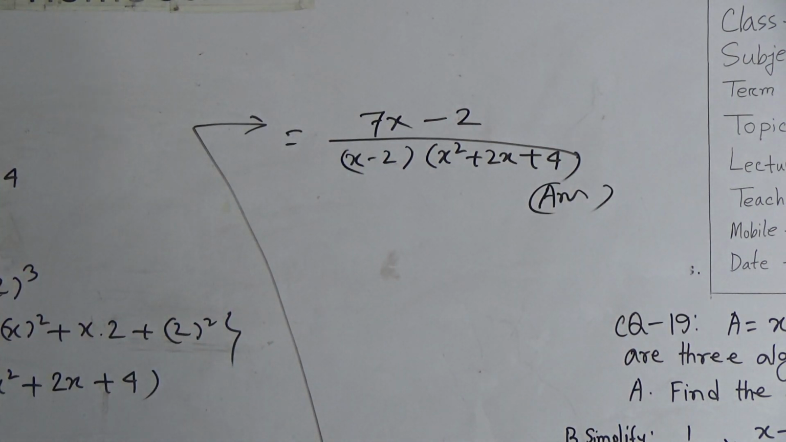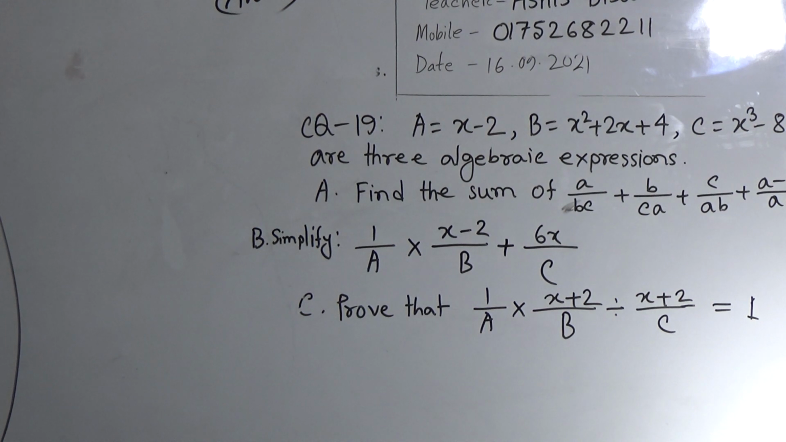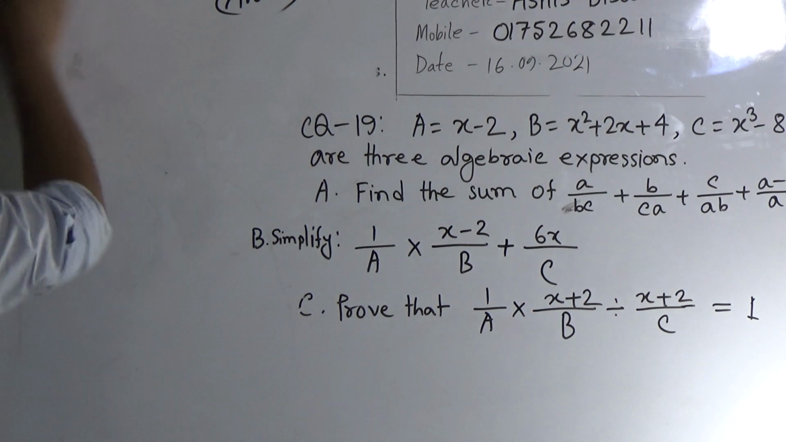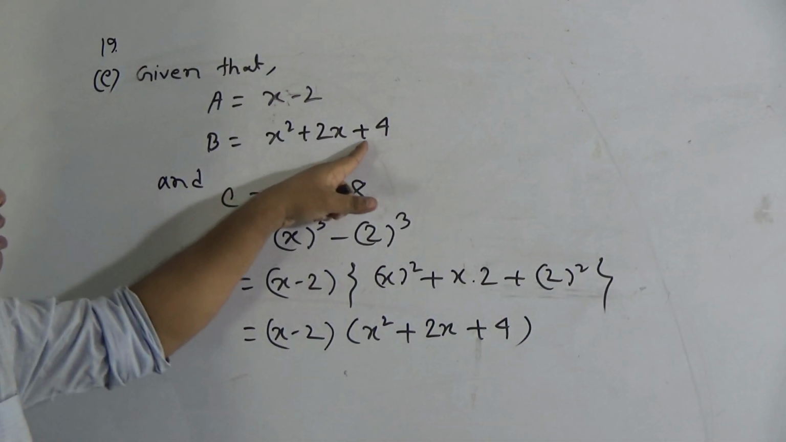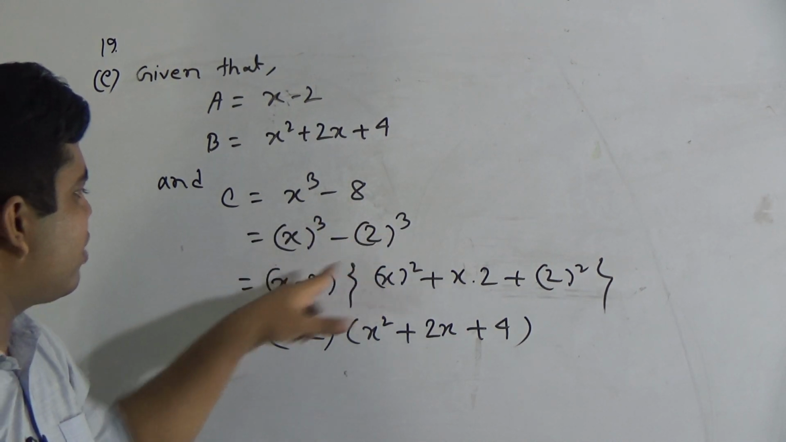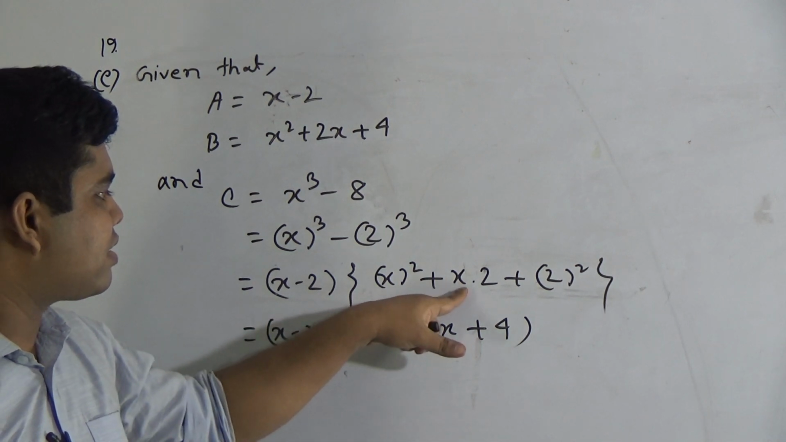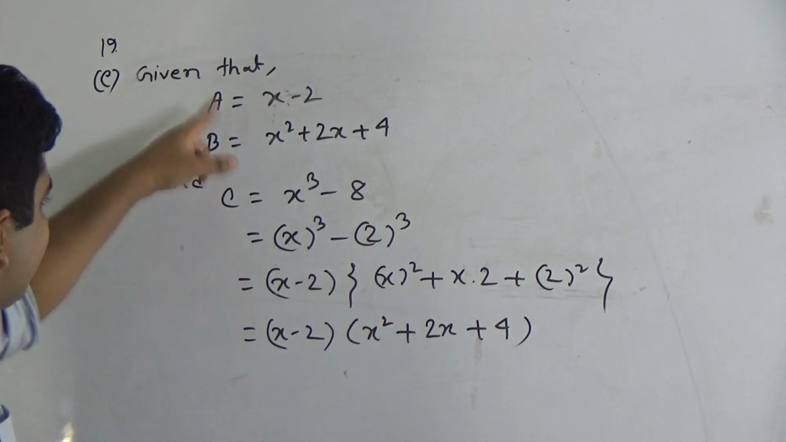Next, question number C. Prove that 1 by A multiply x plus 2 by B divided by x plus 2 by C equal to 1. Okay. In order to solve this math, we also need A, B and C. So first of all, you write given that A equal to x minus 2, B equal to x square plus twice x plus 4, C equal to x cube minus 8, that is x whole cube minus 2 whole cube, x minus 2 into x square plus x into 2 plus 2 square. So x minus 2 into x square plus twice x plus 4. So A, B, C are written.